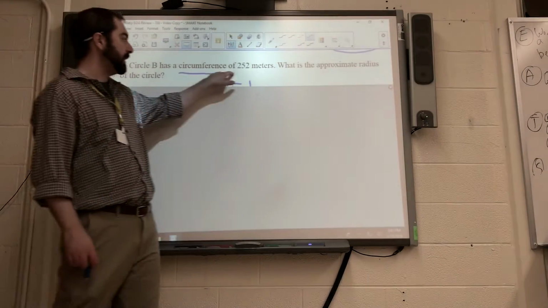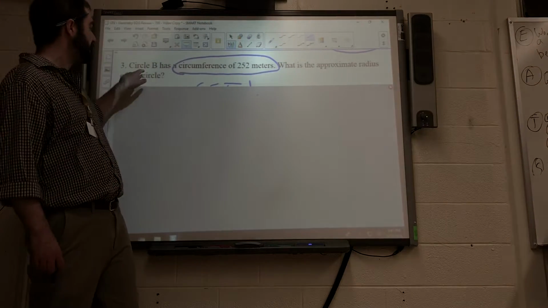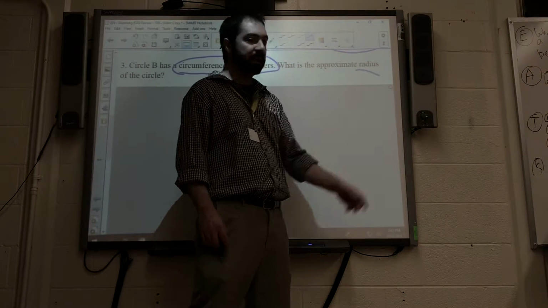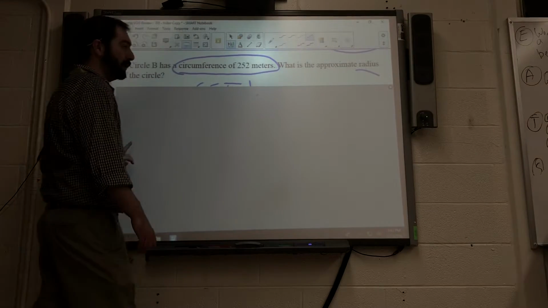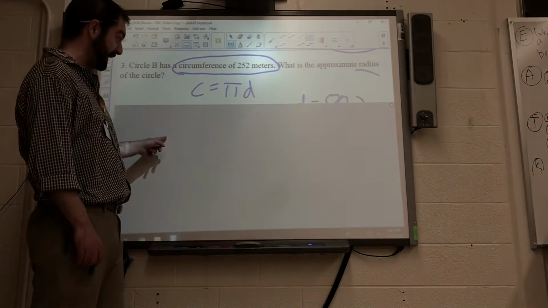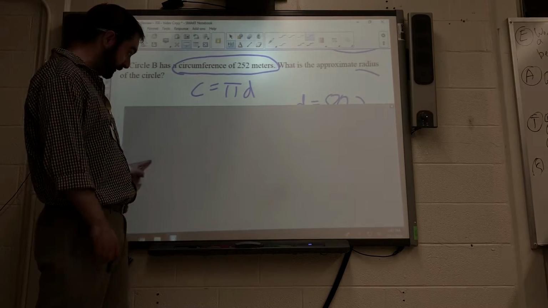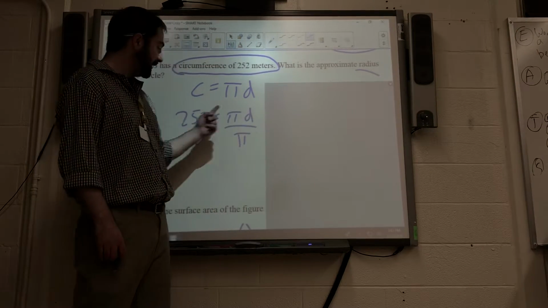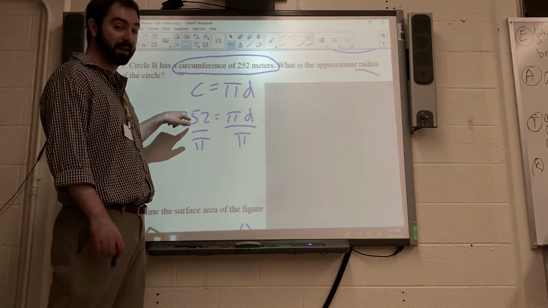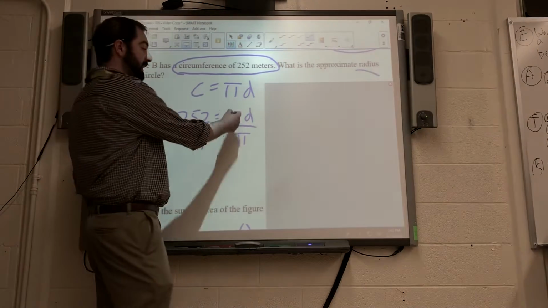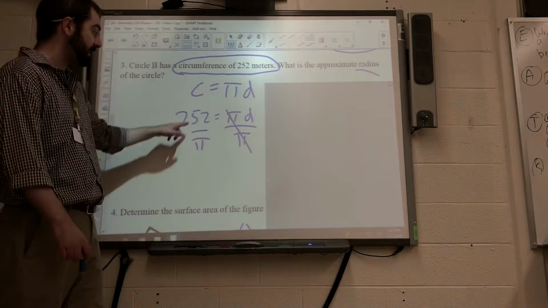Circle B has a circumference of 252, and we want to know what's the approximate radius. Well, the first thing I kind of thought about was, well, I need a radius or a diameter, but they didn't give me that. So the next best thing is figure out, well, they did give me circumference. I know the circumference is 252, and I know that pi times the diameter would tell me that circumference. So we're going to find out the diameter by dividing each side by pi.